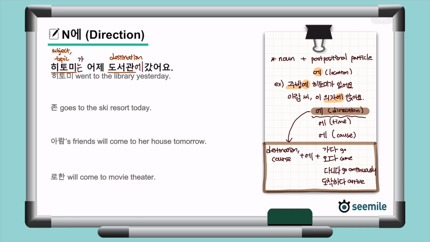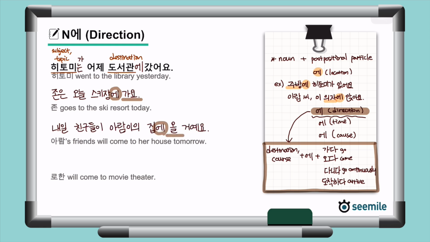Good job! Now it's your turn. Please pause the video for a moment, try speaking out loud in Korean, and replay the video to check your answers. 조는 오늘 스키장에 가요. 내일 친구들이 아람이의 집에 올 거예요. Just for your reference, it's okay to omit 의 here because even without it, it's obvious that 아람이 집 is Aram's house. 내일 친구들이 아람이 집에 올 거예요.